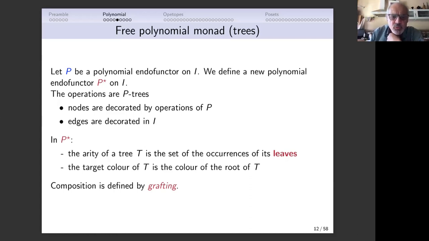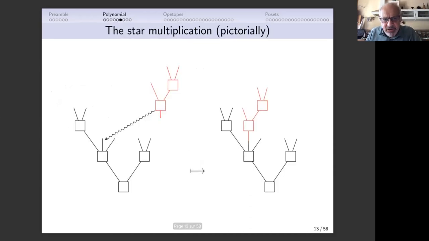Okay, and how do we compose, because it's a monad, how do we compose trees? By grafting. So if I have this black tree here on the left, and I want to compose it on this input, so I told you the inputs of the trees are its leaves. So if I want to plug on this leaf of the black tree this red tree, then I just graft the tree in the literal sense, and I get this other tree. So this is the polynomial monad called P star.